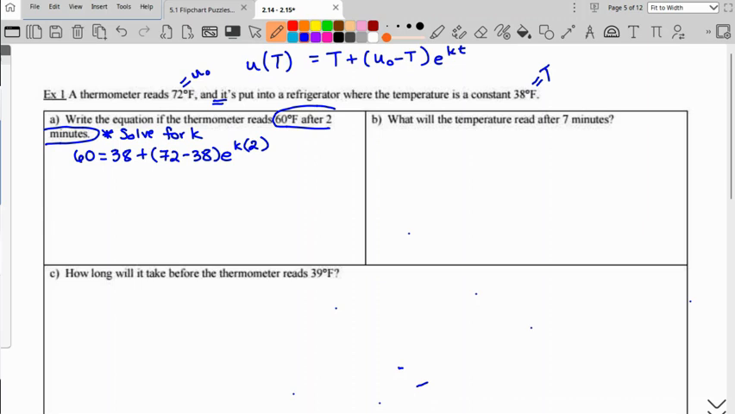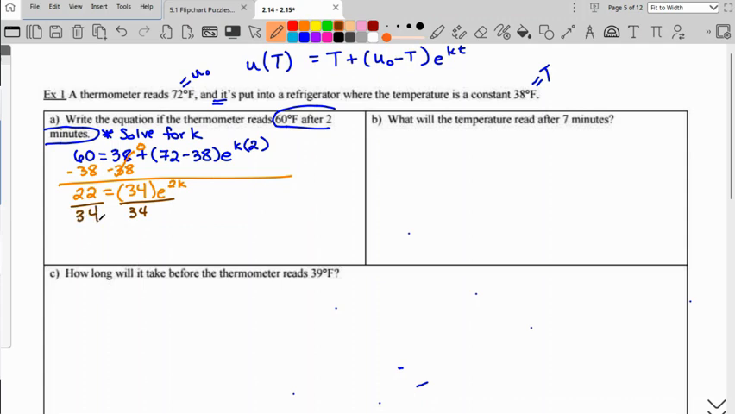So help me with that algebra. Can you get us started? What do I want to do first? Yashi, what should I do to start trying to get that K by itself? That's right. We're going to subtract 38 from both sides. That's going to give me 22 equals 72 minus 38, which is going to be 34 times e to the 2k. It just looks right to me. All right, what should I do next, Tom? Divide both sides by 34.